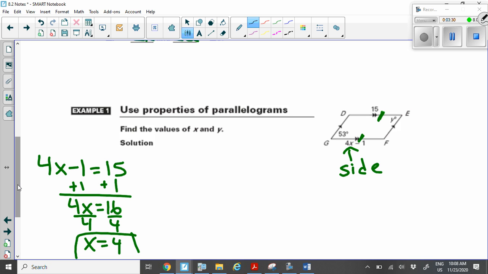Now let's talk about the angle. We see y. So with y, remember, opposite angles are congruent. That means they are equal to each other. So angle E and angle G, since they're opposite, so across from each other, they're congruent, meaning they have the same value. So since G is 53 degrees, that means our angle E, or in this case y, is also going to be 53 degrees. Okay?